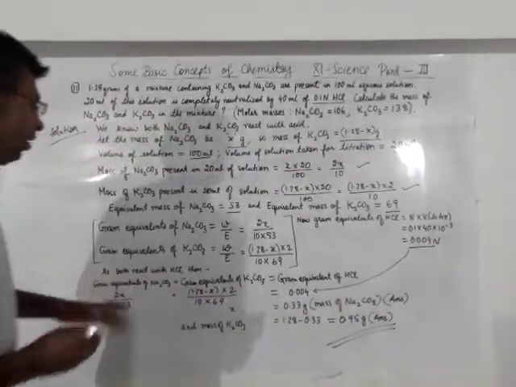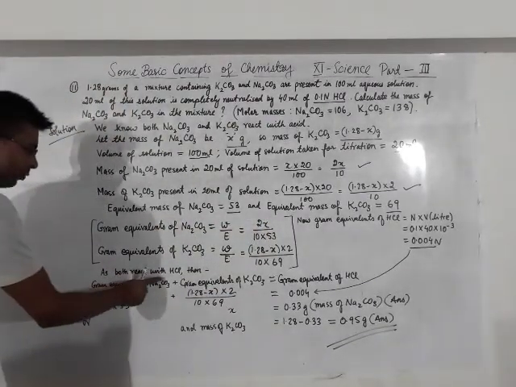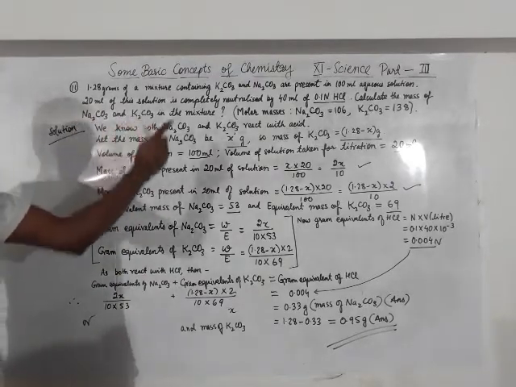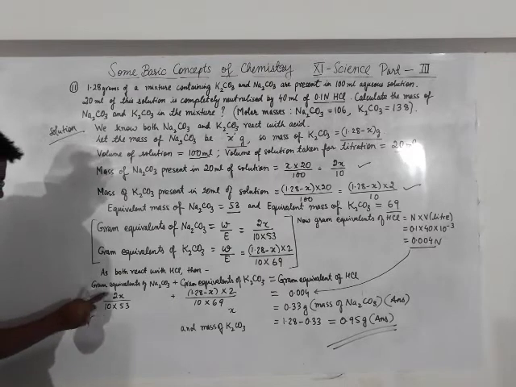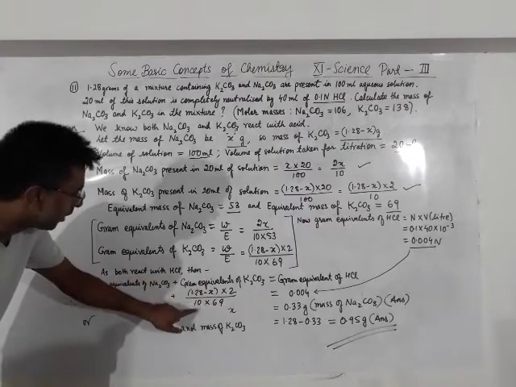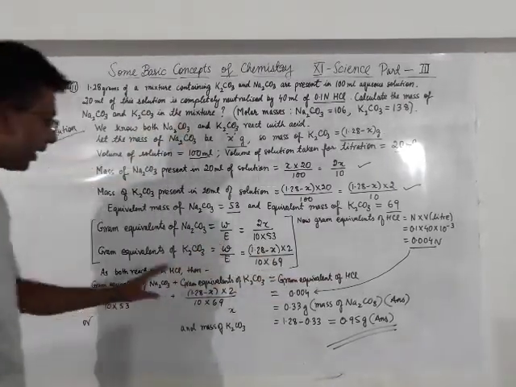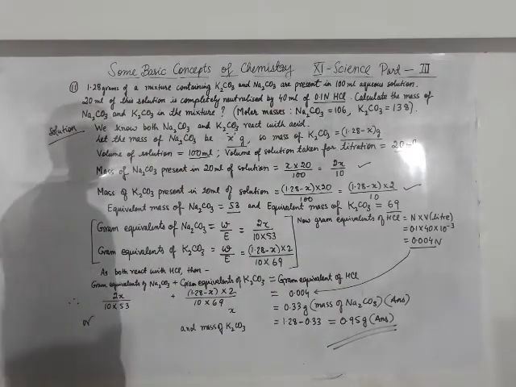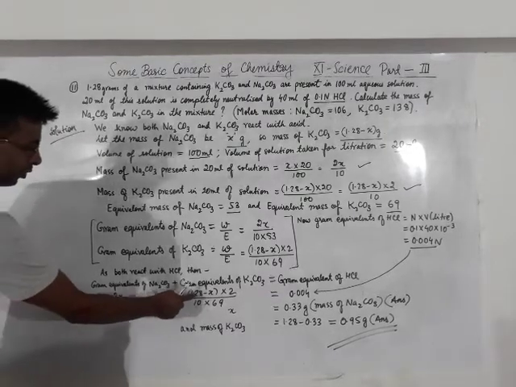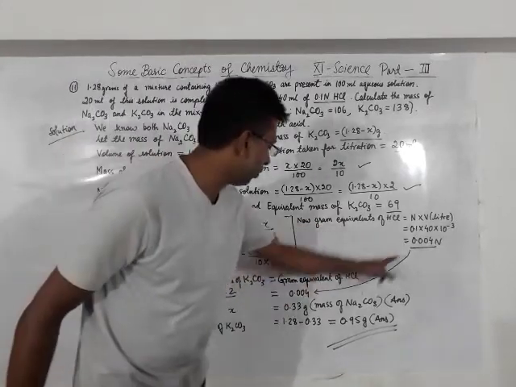Now, once this much is done, please keep in mind, as both sodium carbonate and potassium carbonate are reacting with HCl, the gram equivalents of sodium carbonate plus the gram equivalents of potassium carbonate is equal to the gram equivalents of hydrochloric acid, which is neutralizing this solution. So (2x by 10 into 53) plus ((1.2 minus x) into 2 by 10 into 69) is equal to 0.004 N, this one over here.